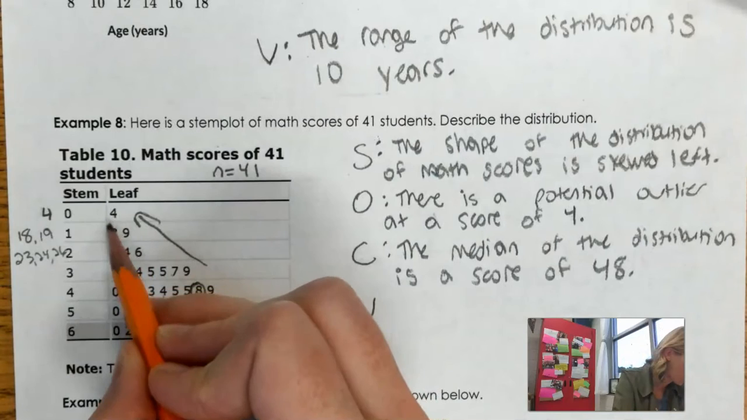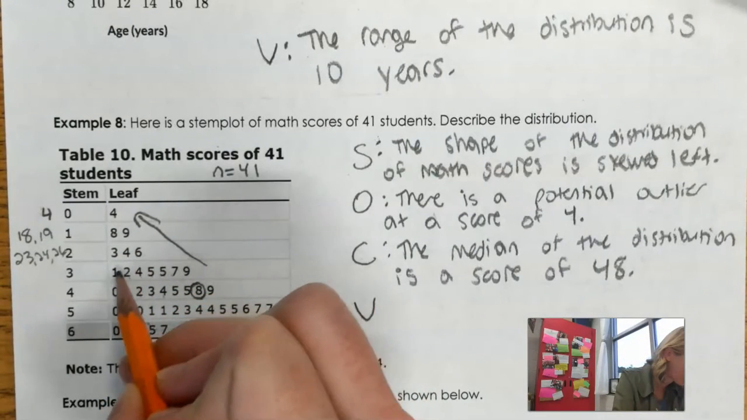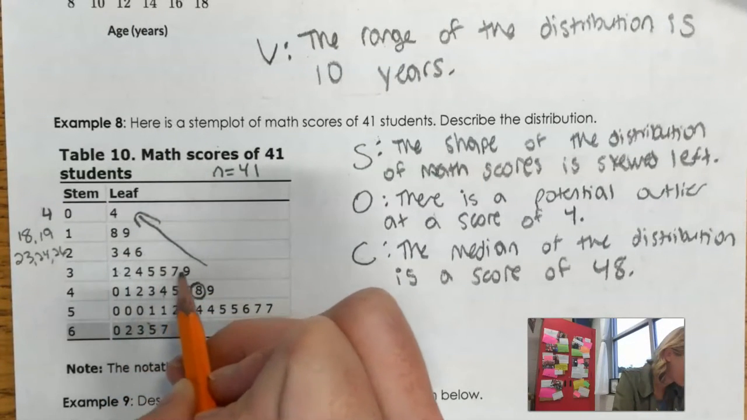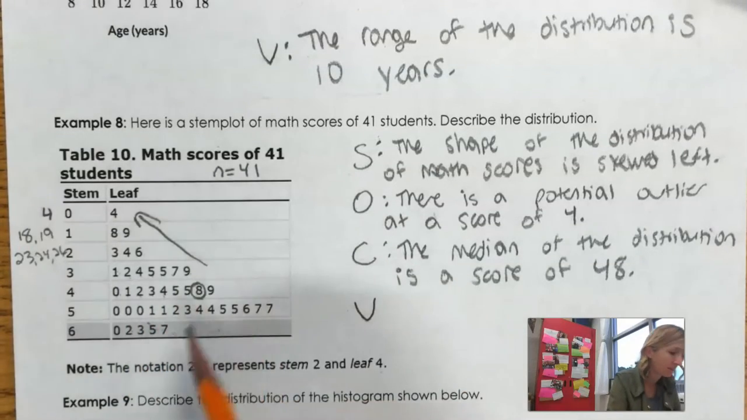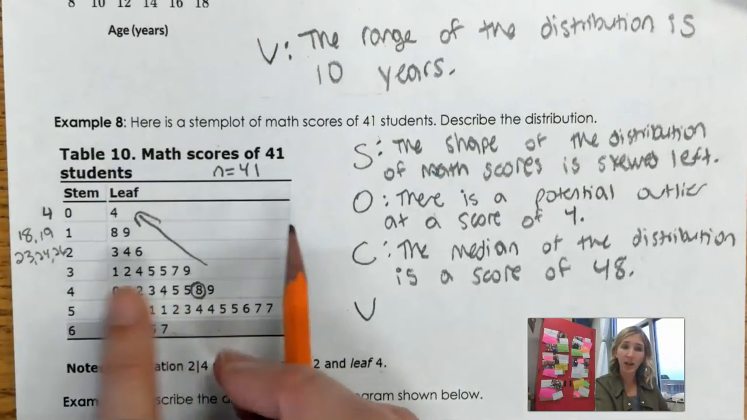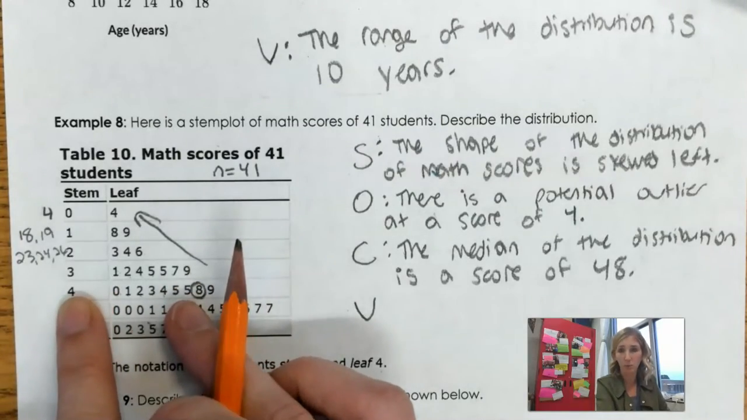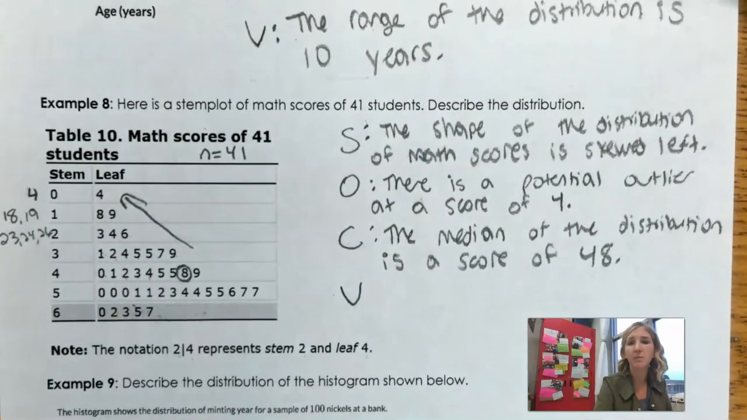So I started here, 1, 2, 3, 4, 5, 6, 7, 8, 9, 10, 11, 12, 13, 14, 15, 16, 17, 18, 19, 20, 21. So I know that my center is not just 8, it's also the stem plus the leaf, so 48. So I have the median of the distribution is a score of 48.